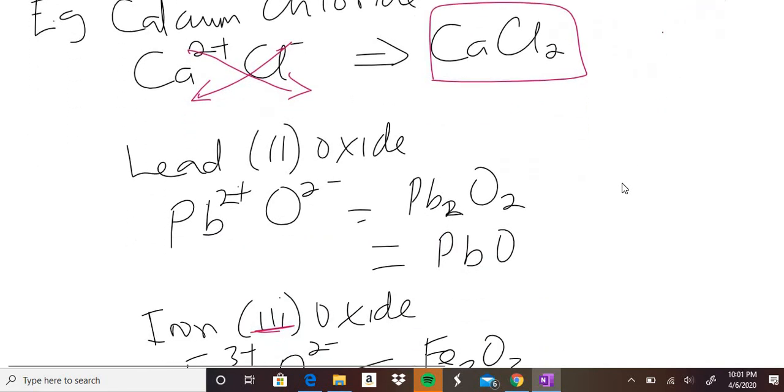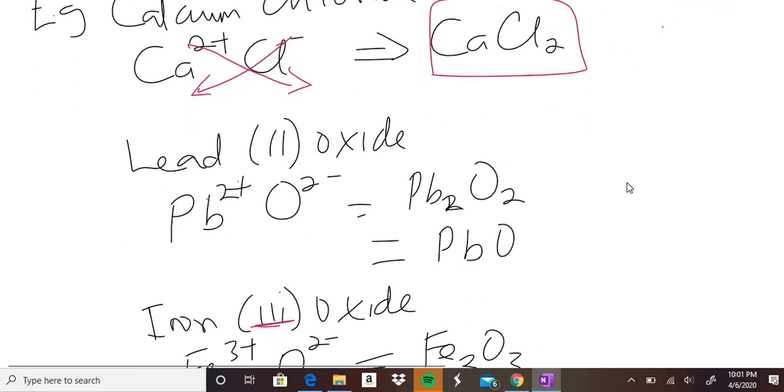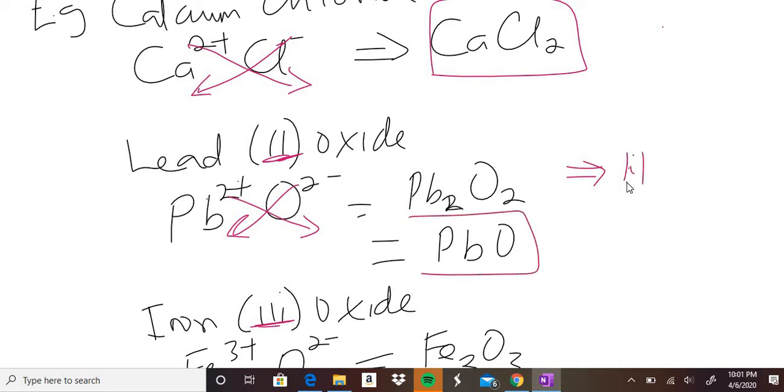For lead(II) oxide, we have lead to be positive 2 because we already been told that it is 2 from the name. And our oxide is O2 negative. So we do another crisscross and we drop the charge. It becomes Pb2O2. However, this is ionic compound and this is reducible. We can reduce it. It's going to be ratio 1:1 and it becomes PbO.